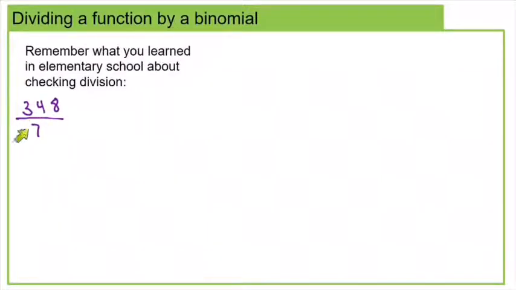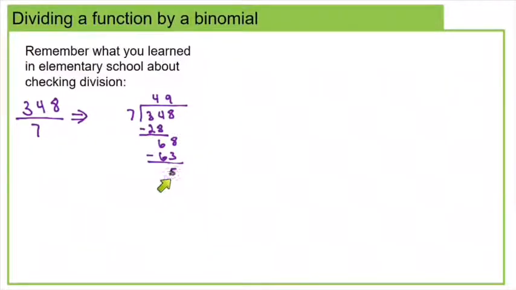Here is 348 divided by 7. So no variables, no polynomials, just regular whole numbers. And if we do this by long division, then I can say 7 will go into 34 4 times, multiply back and subtract, then pull down. 7 will go into 68, 9 times, multiply back and pull down, and our remainder is 5. So 348 divided by 7 is 49 and 5/7.